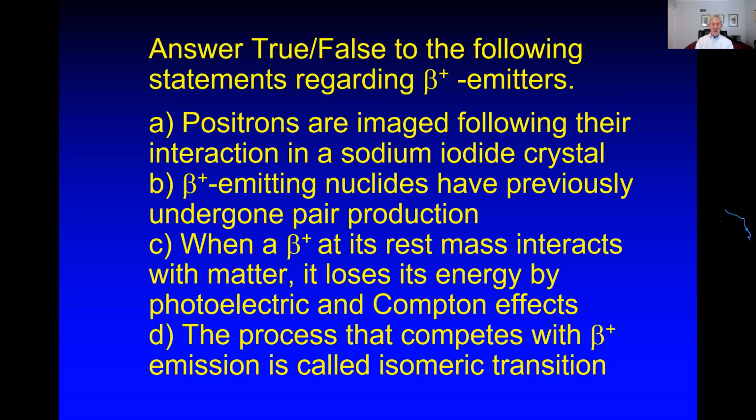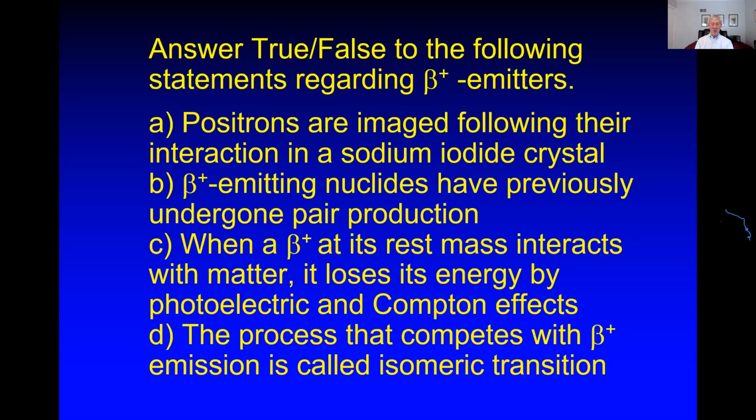Okay. Beta plus emitting nuclides have previously undergone pair production. False. That is false. There is no reason whatsoever to think that is true. Positron emitting nuclides are formed by cyclotrons. They're not the result of some other kind of decay. So that's false.